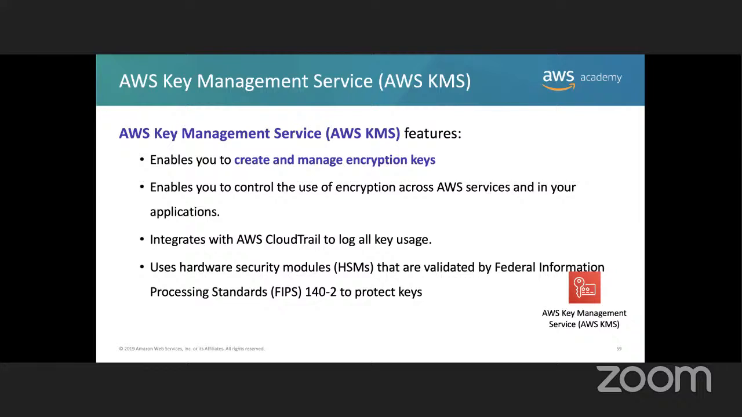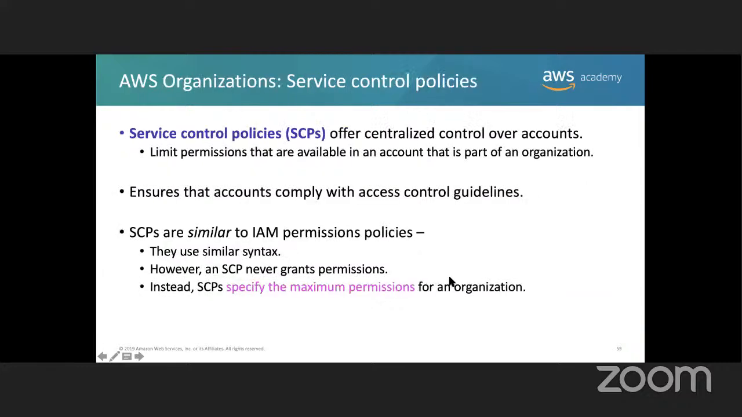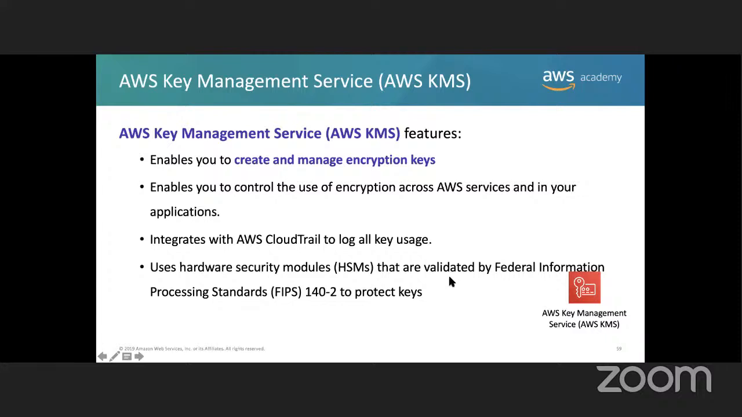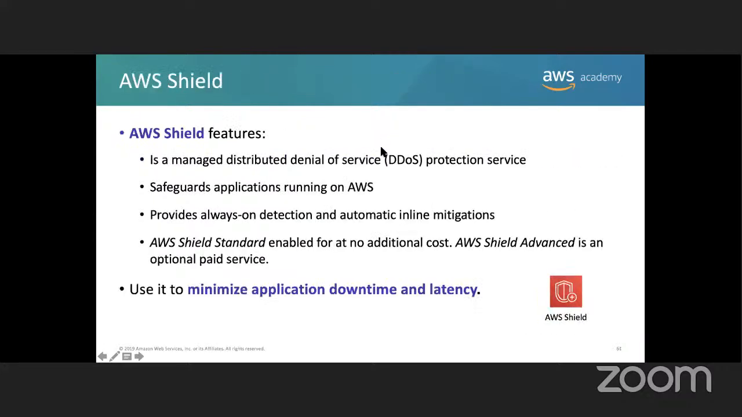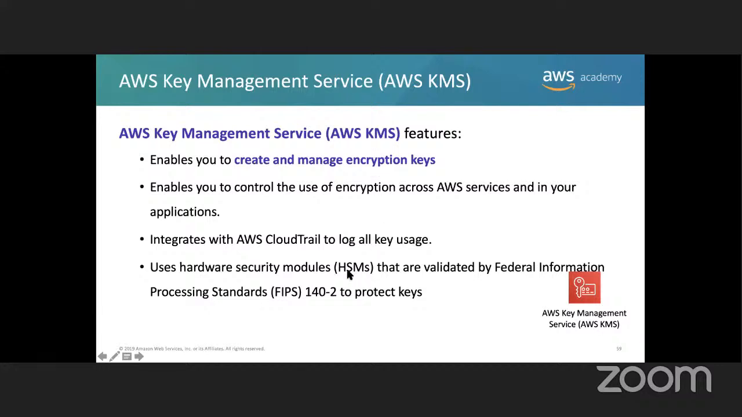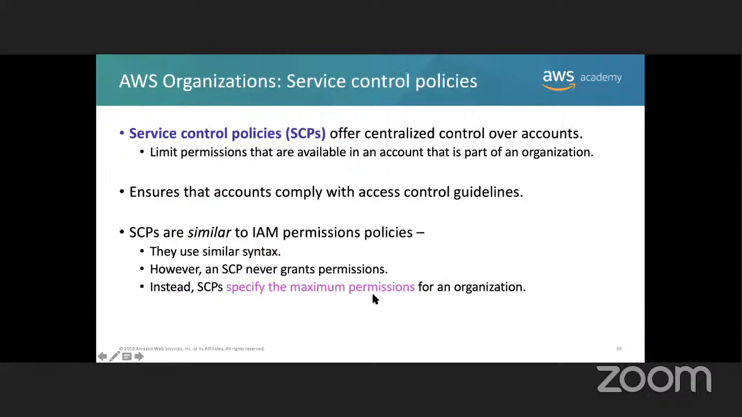It uses hardware security modules, HSMs, that are validated by FIPS. CloudHSM, the hardware security module, uses asymmetric encryption, okay? And that is something that is also not in the scope of this class, but you only need to know that KMS uses symmetric, and CloudHSM uses asymmetric, okay? That's something that you guys need to know. It also uses processing standards like FIPS 140-2 to protect keys and the types of encryption and keys that it uses.